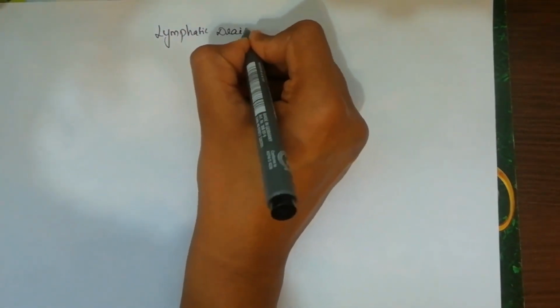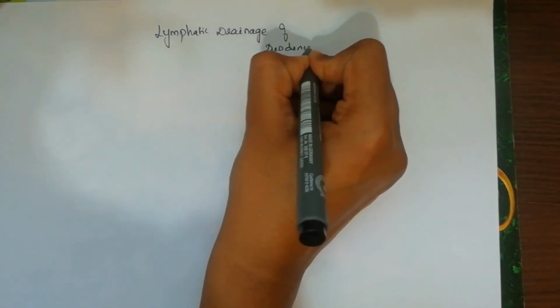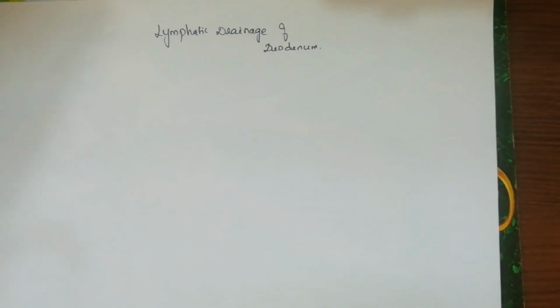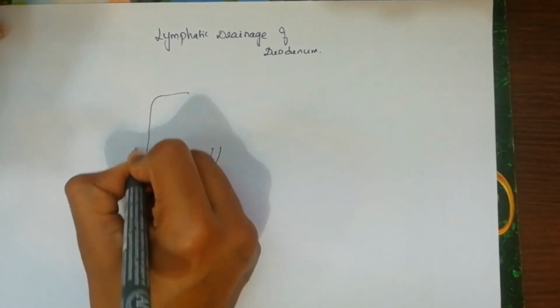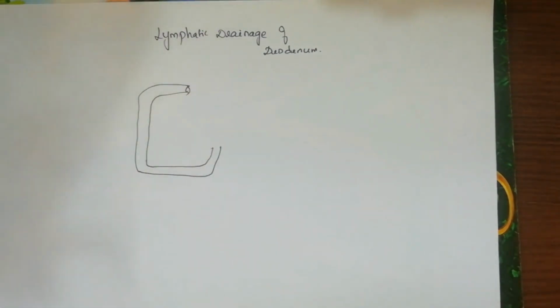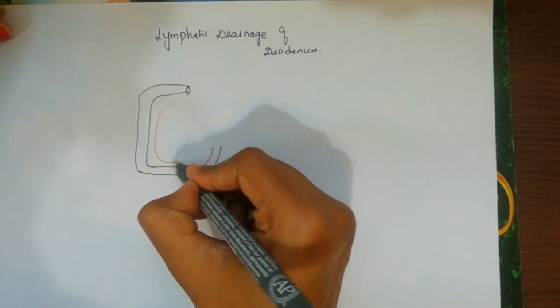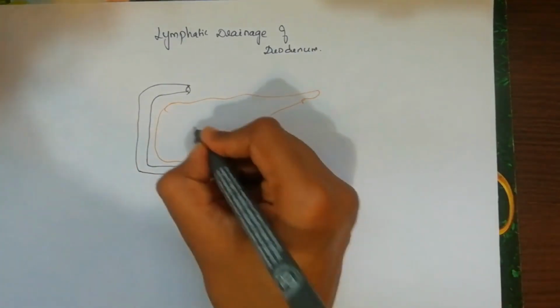Lymphatic drainage of duodenum. So talking about lymphatic drainage, again it is very simple to remember. We have got duodenum with pancreas. So always both will be having similarity in their lymphatic drainage and arterial supply and all.